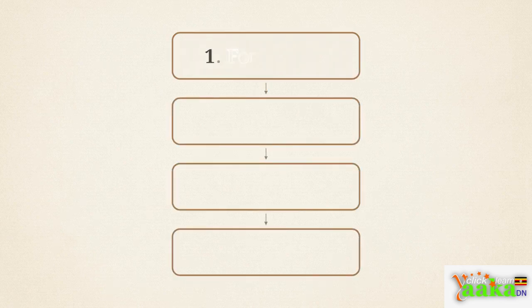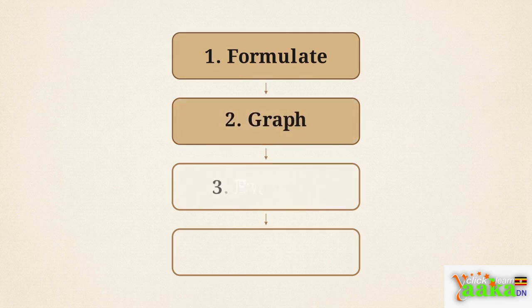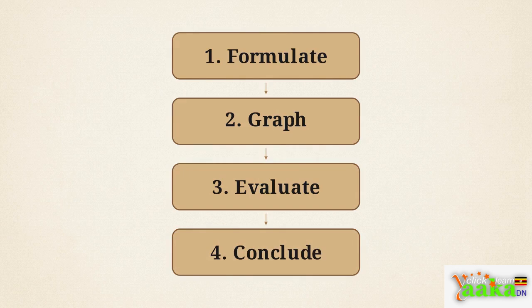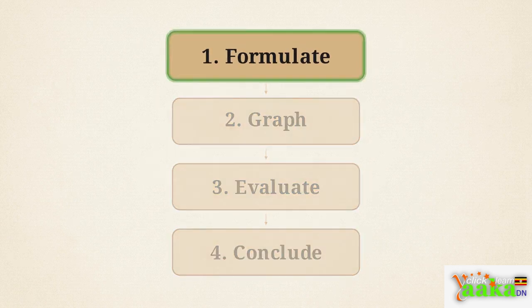strict steps. 1. Formulate the equations. 2. Graph the limits. 3. Evaluate the corners. And 4. Conclude with the optimal numbers. Let's start with step 1.